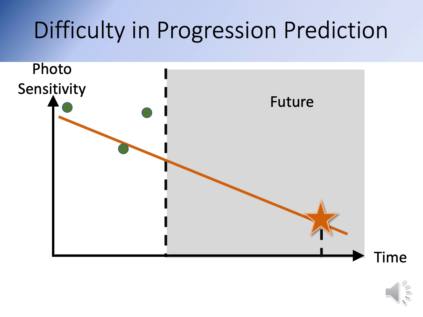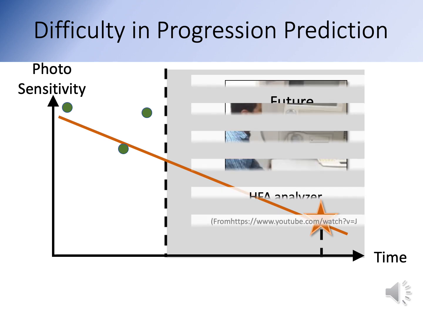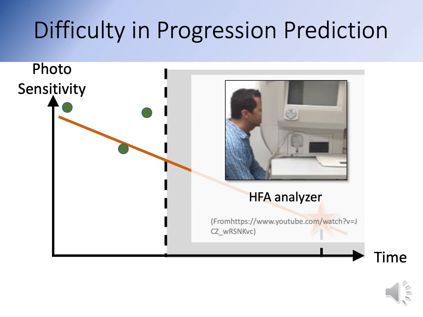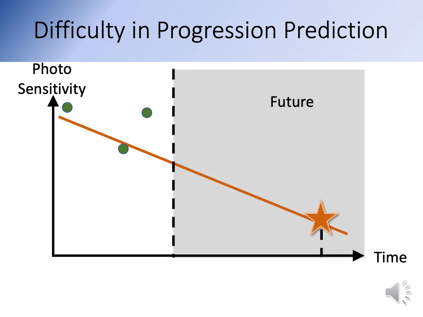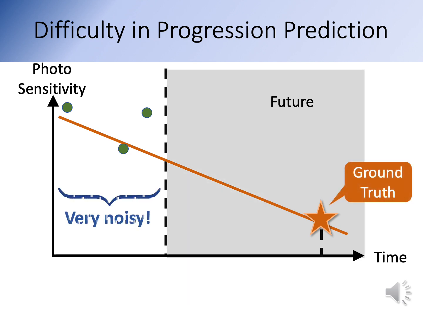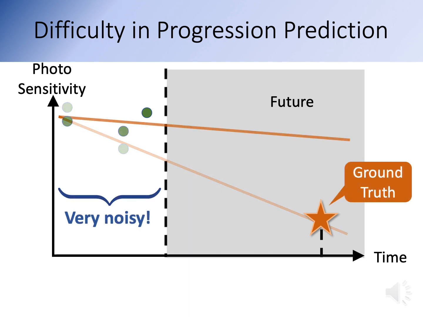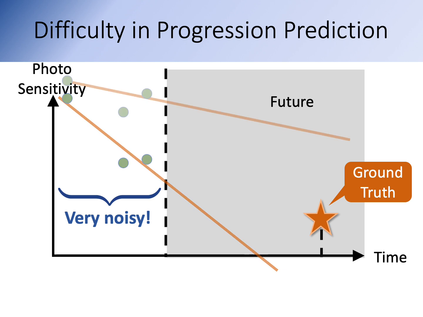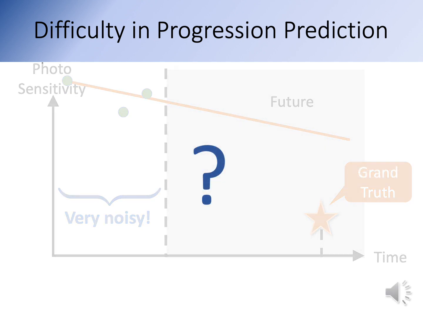We want to use as small a number of measurements as possible. Firstly, because measurements of the Humphrey field analyzer are very costly. Secondly, it might be too late for treatment if we wait for large numbers of measurements to be collected. Accurate prediction in this setting is very challenging because the measurements can be very noisy. How can we overcome this problem?